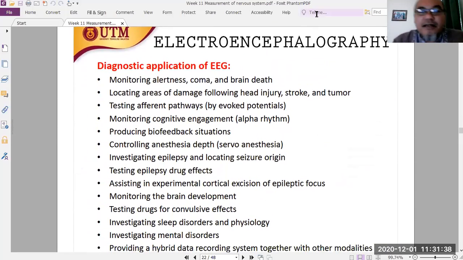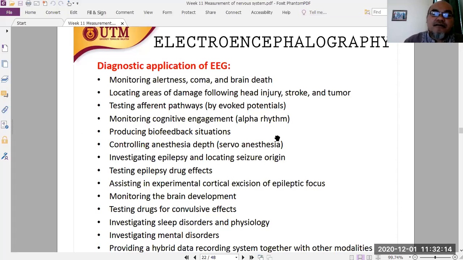So EEG for diagnosis application can be used to monitor alertness, coma, for example, or brain death. It can be used also to locate areas of damage after a head injury or stroke or tumor. Testing afferent pathways by evoking potential. Monitoring cognitive engagement by monitoring the alpha rhythm. We have alpha wave, beta wave, and gamma wave in the brain wave. Producing biofeedback situations. Controlling anesthesia depth.